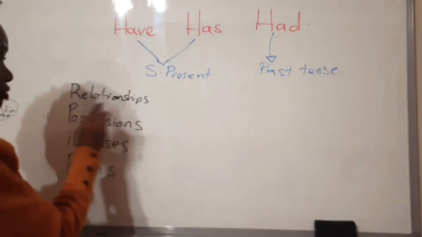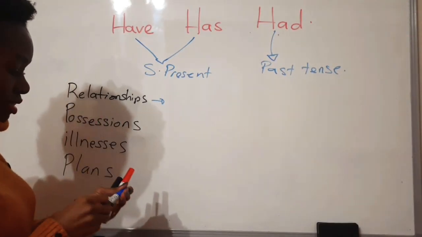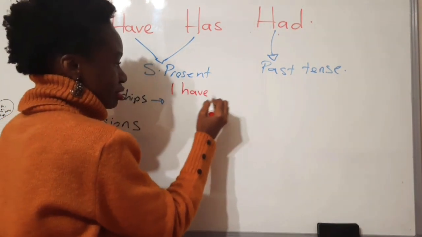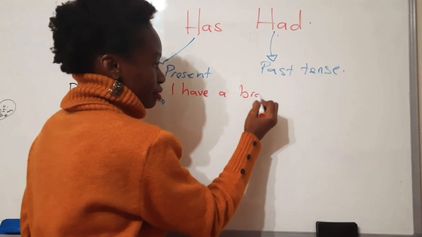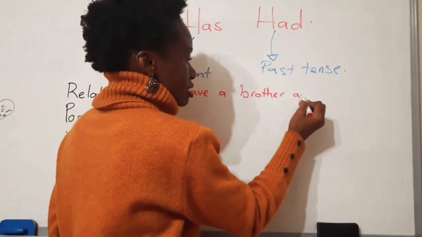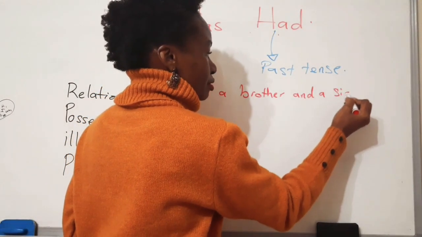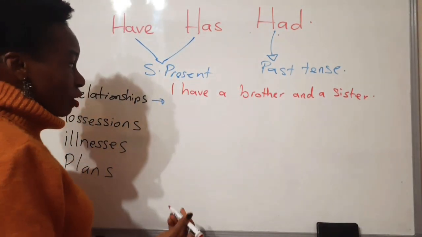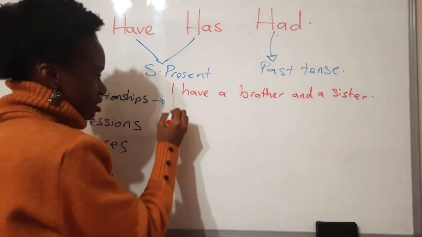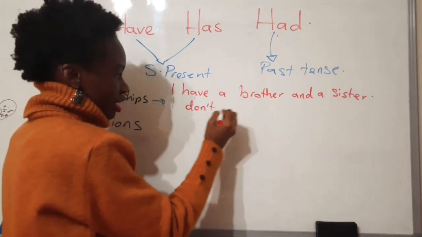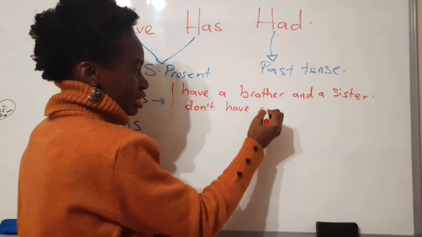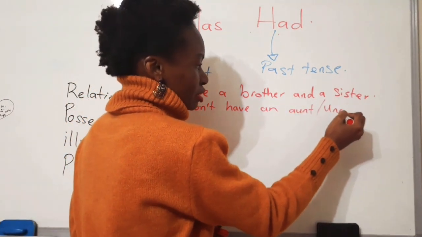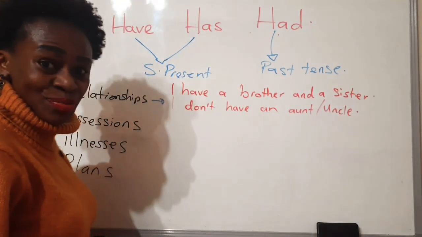For example, for relationships, we can say, I have a brother and a sister. So I have a brother and a sister. Or we can say, I don't have an aunt or uncle. I don't have an aunt or uncle.